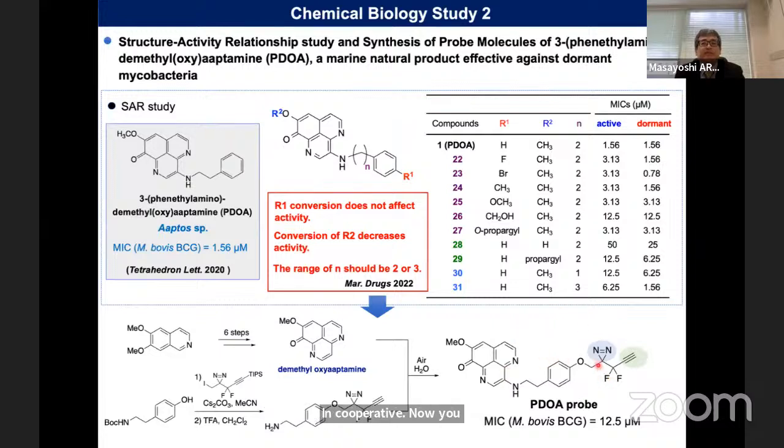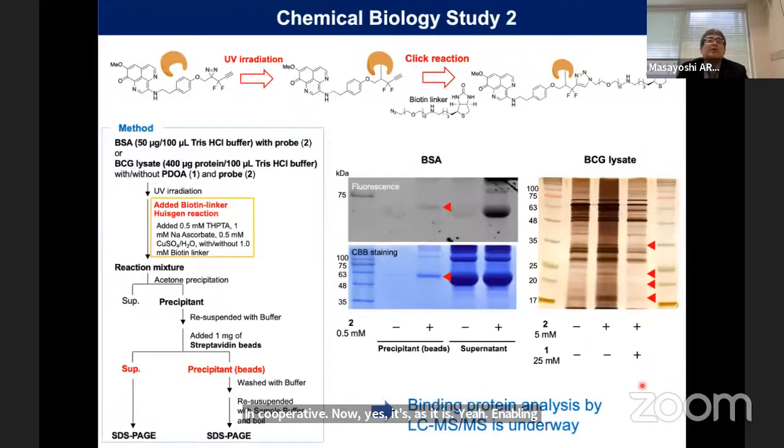a diazirine group for covalent binding upon UV irradiation, as well as an alkyl moiety enabling biotin tag introduction. Currently, as a strategy, we mixed the probe with bacterial cell lysate and performed UV irradiation to form a covalent bond between the probe and the target protein.